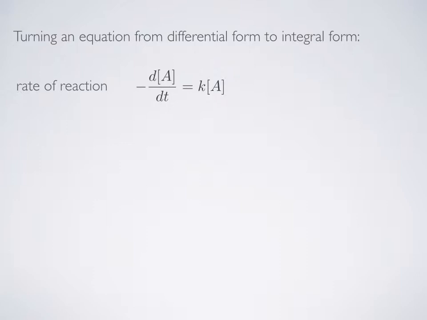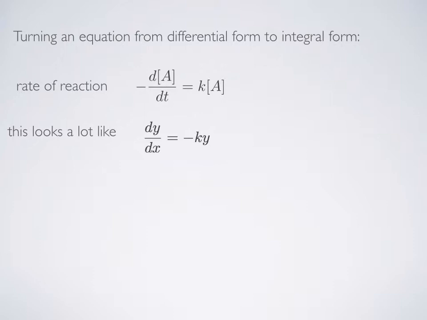And I'm going to turn this from the differential form to the integral form. But what I'm going to do is switch it up slightly to make it look slightly more generic. Here I've just replaced everywhere A was with a Y. Everywhere T was, I've now replaced it with an X. So my equation has become this, dy by dx is equal to minus ky.